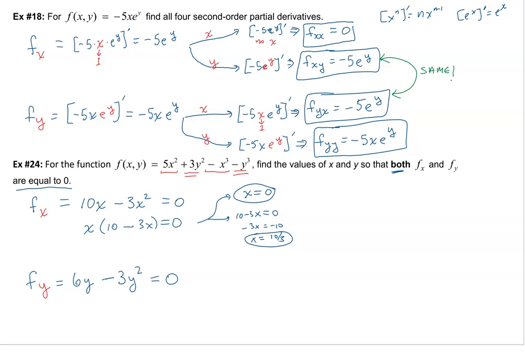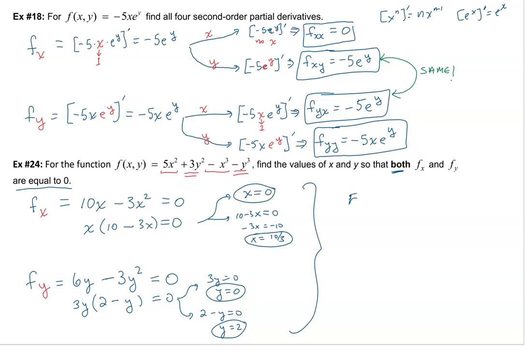6y minus 3y squared equals 0. Common factor here would be 3y. That leaves me a 2 minus y equals 0. So that tells me 3y is 0, so y would be 0, one possible y coordinate. And then 2 minus y equals 0, I get y equals 2 as my other y coordinate. So what we have to do is pair all these x's and y's up. We're going to get 4 solutions.